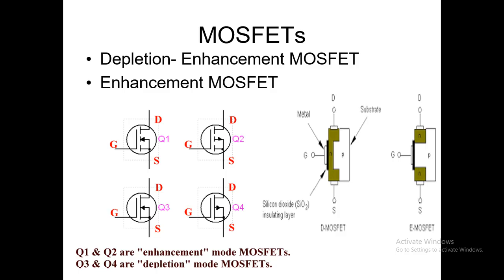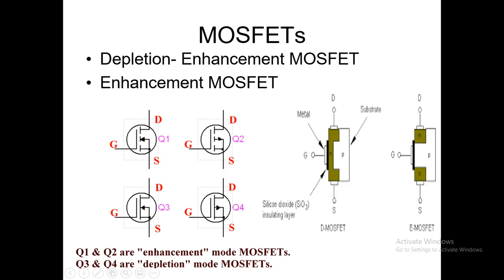In MOSFET there are two different types, that is the depletion MOSFET and the enhancement MOSFET. Here Q1 and Q2 are the enhancement MOSFETs, Q3 and Q4 are the depletion mode MOSFETs, and this is the constructional diagram for the depletion MOSFET. The first one is the depletion MOSFET and the second one is the enhancement MOSFET. Here we can see the difference in the two symbols. The first line is the gate terminal, that is the gate metal terminal, and the other line is discrete, which indicates the enhancement MOSFET.